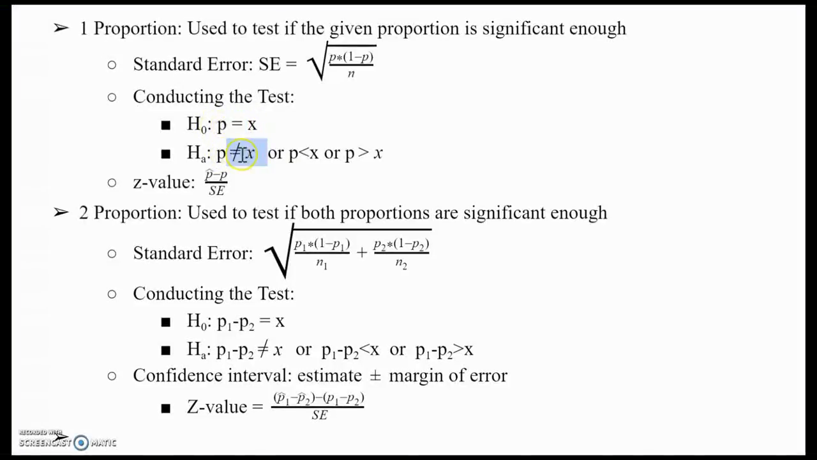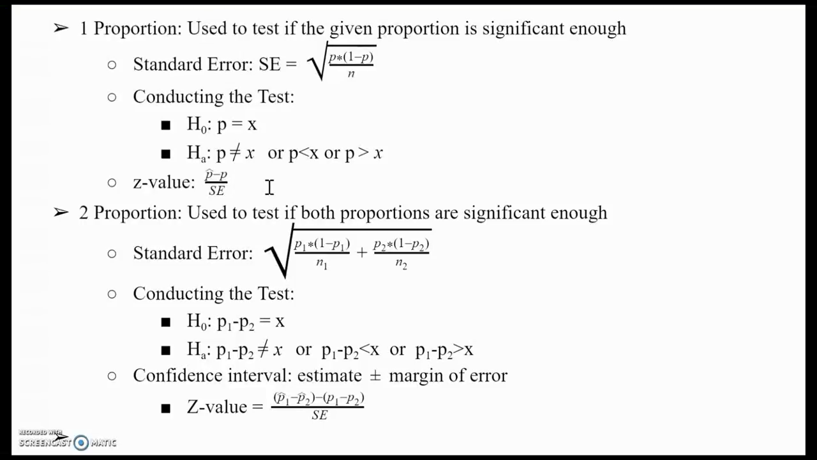But in your alternate, it can be a not equal to, a less than situation, or a greater than situation. It can be any one of these, and it all depends on the question. Now we're going to talk about something called a z-value. The z-value is just your p-hat, which is your sample value, minus your population value, all divided by your standard error. That will help you determine whether the sample proportion is significant or not.